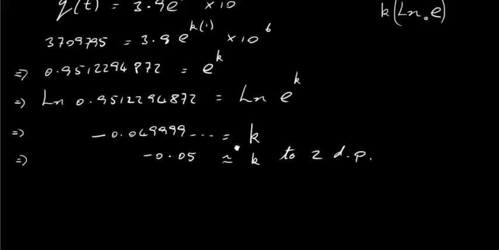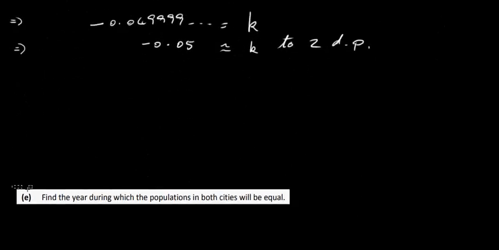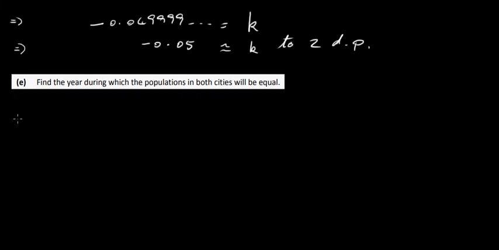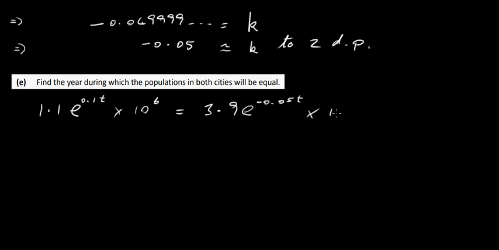Okay, so let's move on to the next question. It says, find the year during which the population in both cities will be equal. In this particular case, what we're going to do is equate both functions. So we take 1.1 e to the power of 0.1t by 10 to the power of 6, and we let that equal the other function, which is 3.9 e to the power of minus 0.05t by 10 to the power of 6 as well.